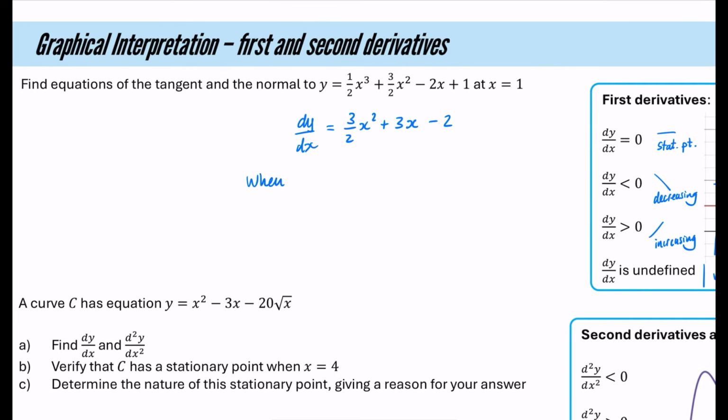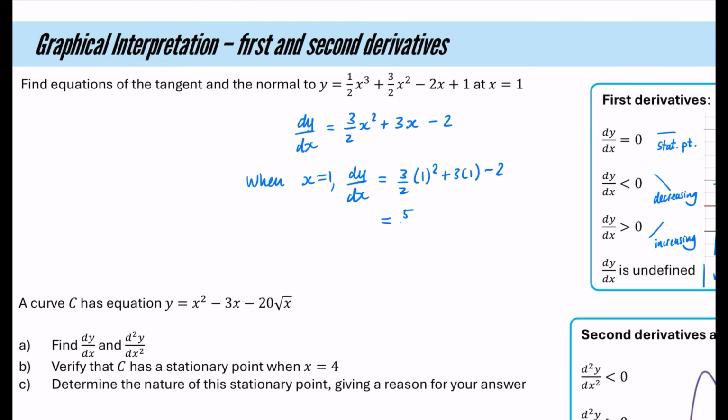So when x is equal to 1, let's find out what the gradient is equal to. The gradient would be 3 over 2 times 1 squared plus 3 times 1 minus 2. So what's that? That's 3 over 2 plus 3 minus 2.